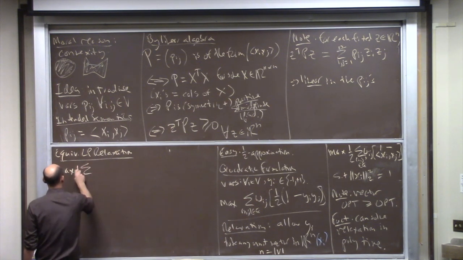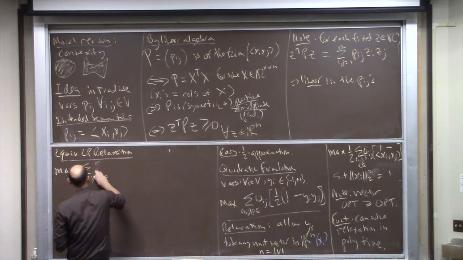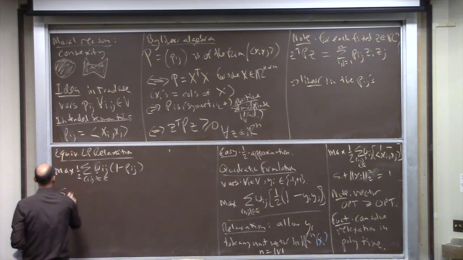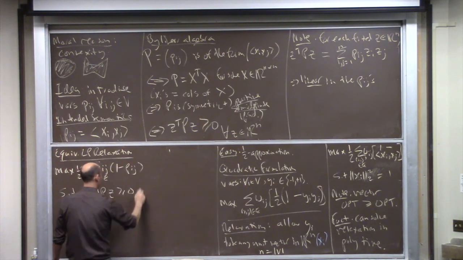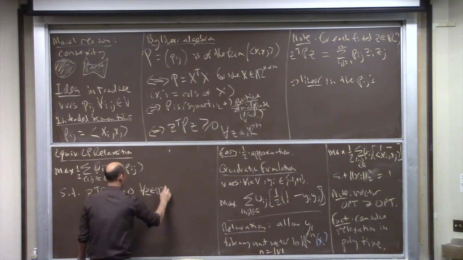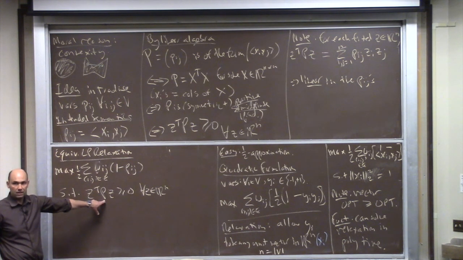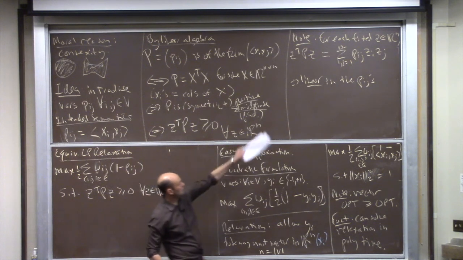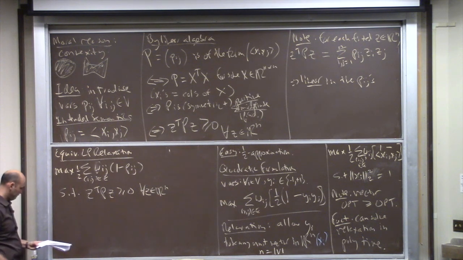So max, 1/2, sum over ij in E, wij, 1 minus Pij, subject to Z transpose PZ non-negative for all Z in Rn. So don't lose track of what's fixed and what's a variable. This n by n matrix containing all the Pij's, those are our decision variables. In a given constraint, Z is fixed, so it's just a constraint that looks like that. So that sum on the right-hand side should be non-negative for some set of fixed Z's.